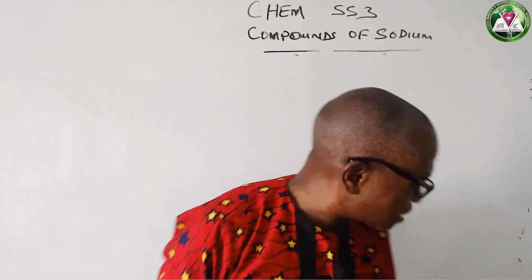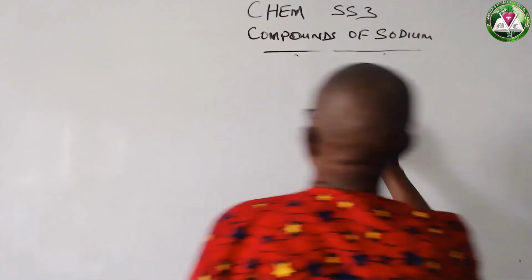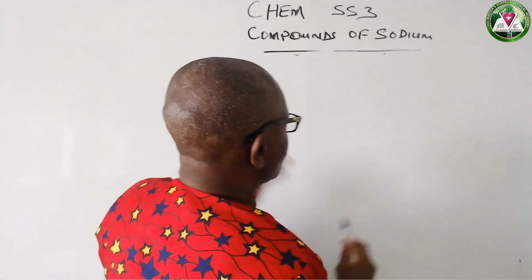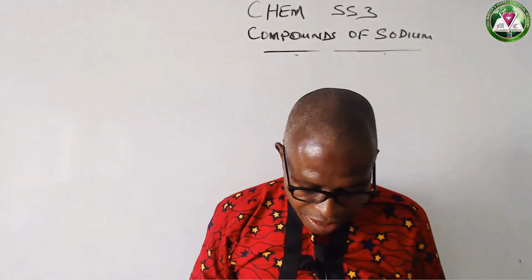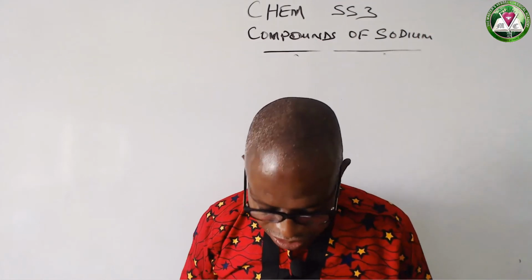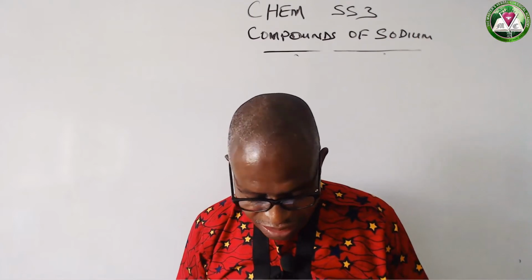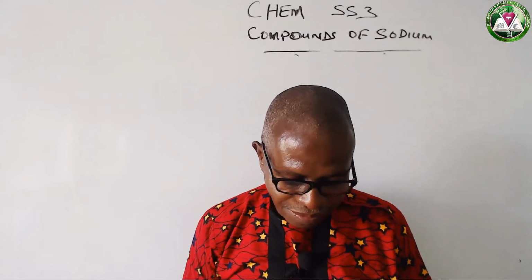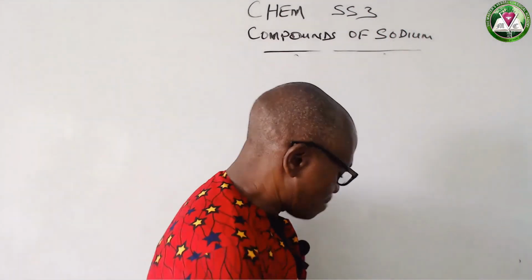Let's look at chemical properties. Chemical properties of sodium hydroxide. You already know that sodium hydroxide is an alkali, and the properties of alkalis are the same thing, but for purposes of emphasis, let me repeat them again. But you already know them. Chemical properties.